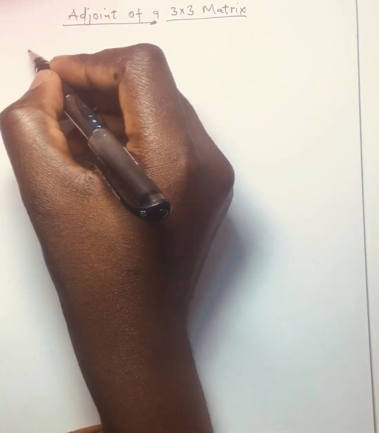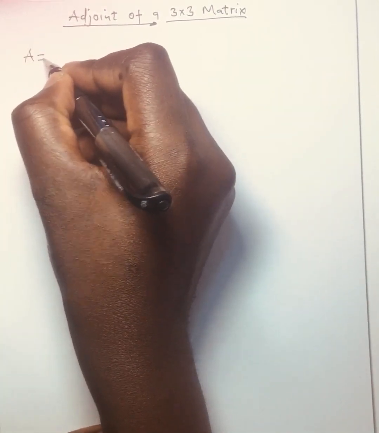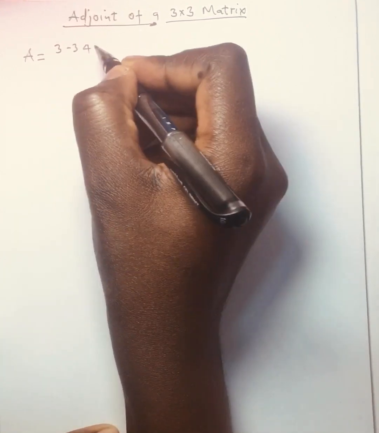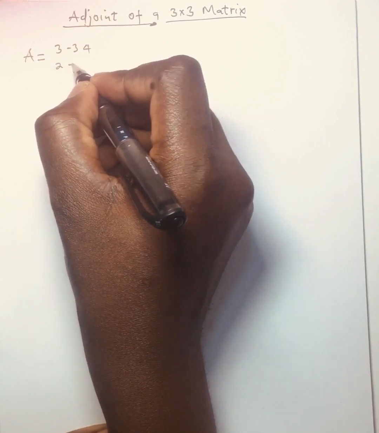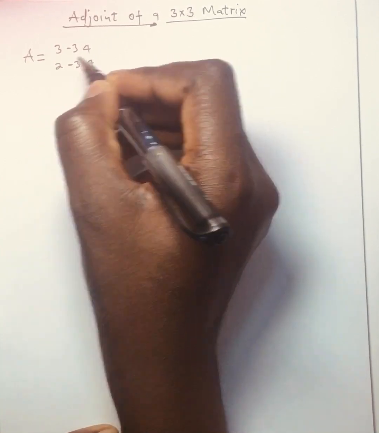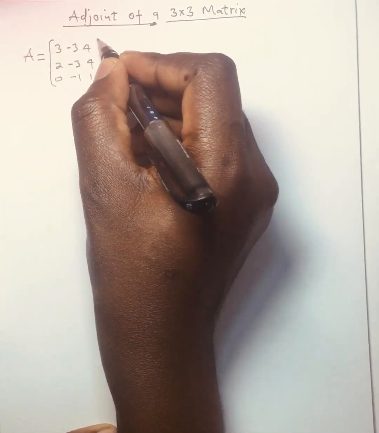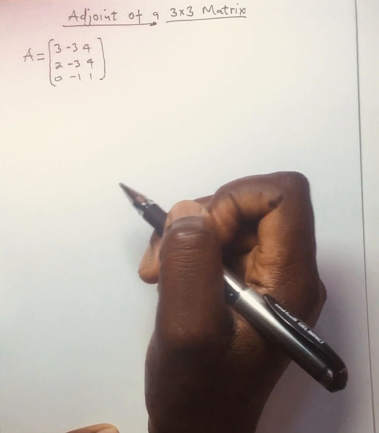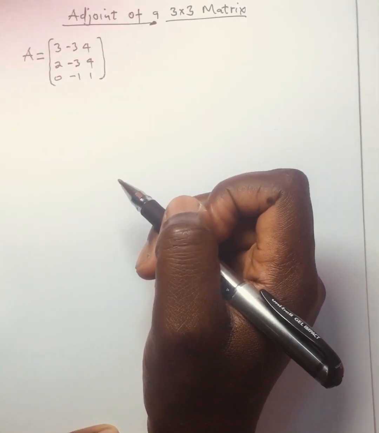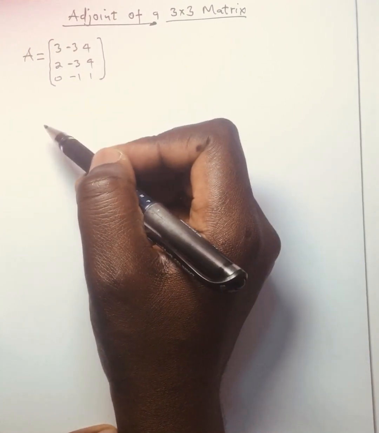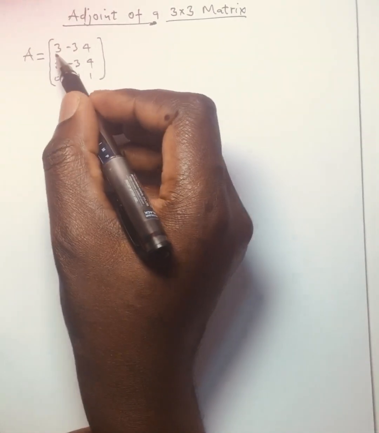So we are going to learn how to obtain the adjoint of a 3 by 3 matrix. Let us use the example A given by 3, negative 3, 4, 2, negative 3, 4, 0, negative 1, 1. To obtain the adjoint, you will need something called the cofactor for each and every entry in the matrix.